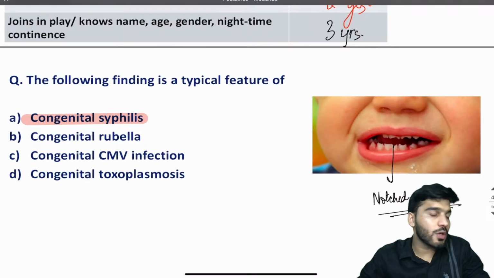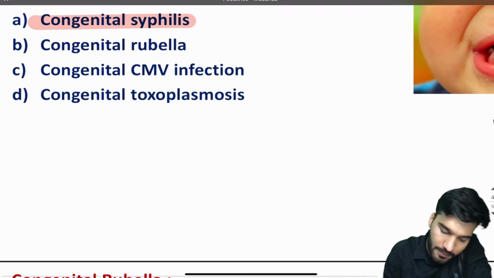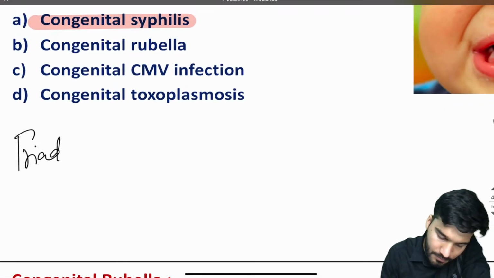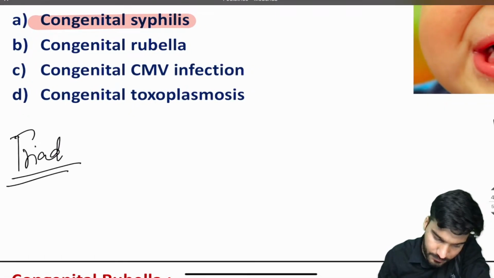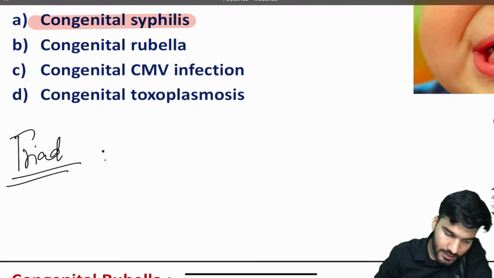Now, in congenital syphilis, we have a triad. So what is the triad? The triad we have is SNHL, Hutchinson teeth and interstitial keratitis.